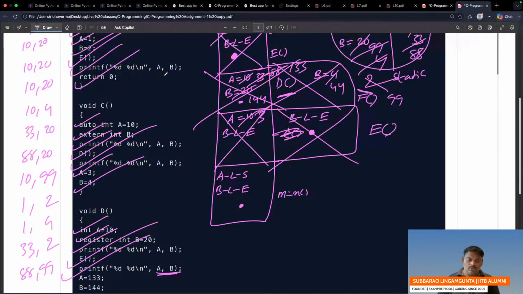So this is the output. These are the outputs. Let's see. It is number 1, number 2, number 3, number 4, number 5, number 6, number 7, number 8, number 9, number 10, number 11.